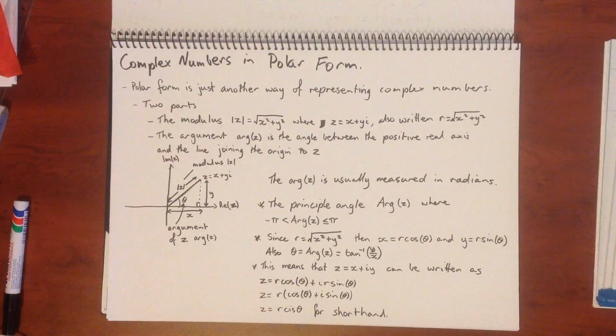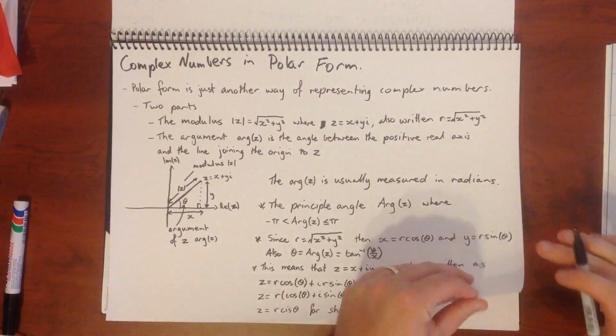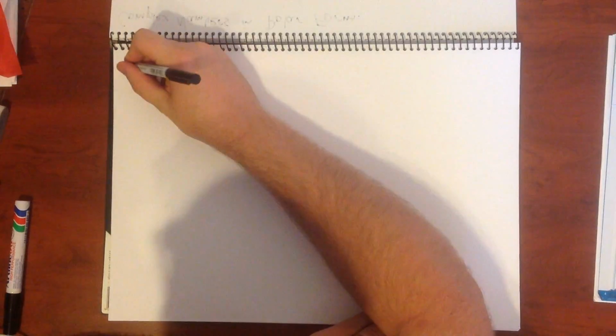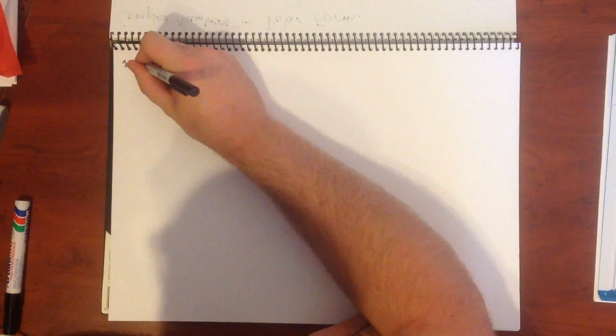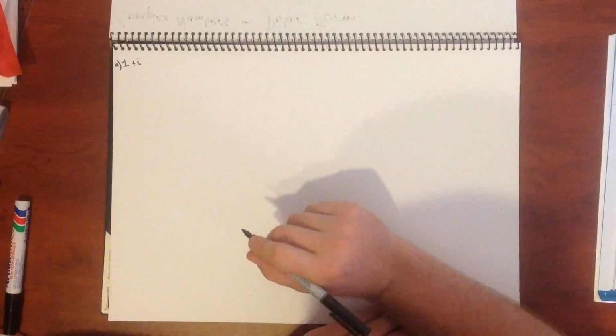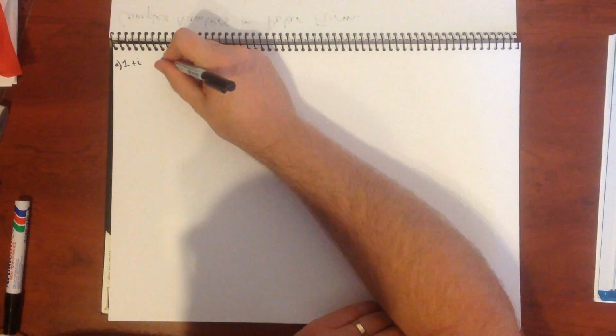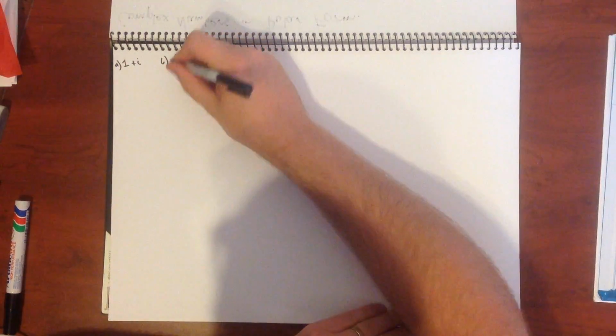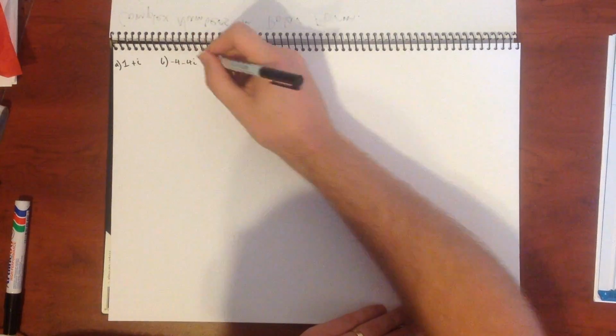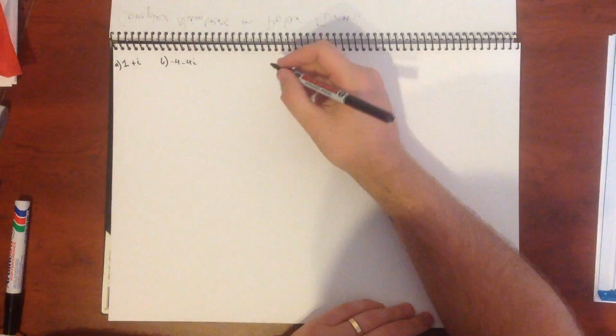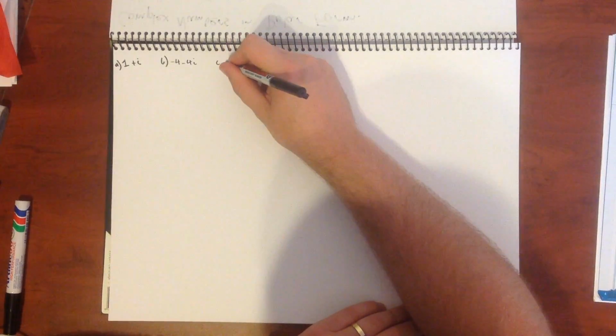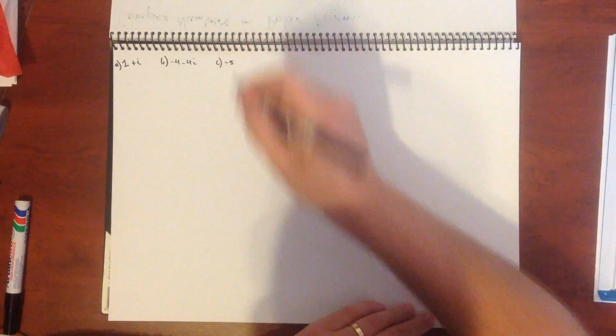So we need to be able to convert between rectangular form, our other form, and polar form. We're going to look at doing a couple of these. The first one we're going to do is converting 1 plus i. Then we're going to look at doing minus 4 take 4i. And the last one we're going to look at is just converting minus 5. So have a look at those ones.